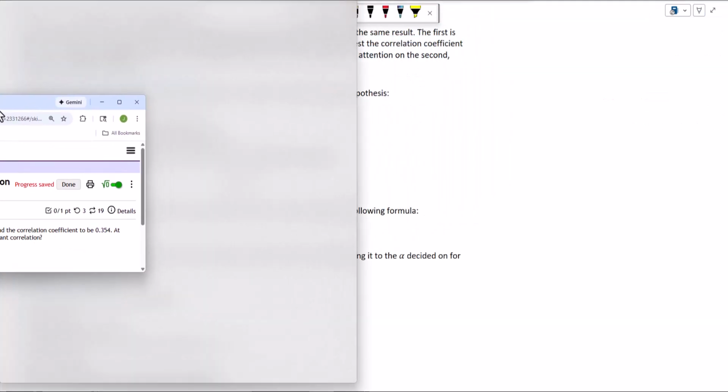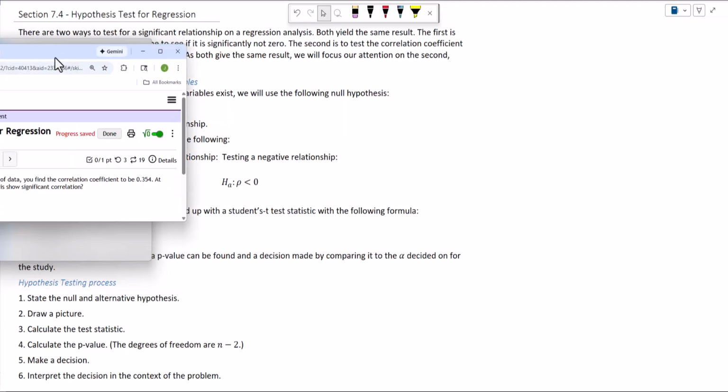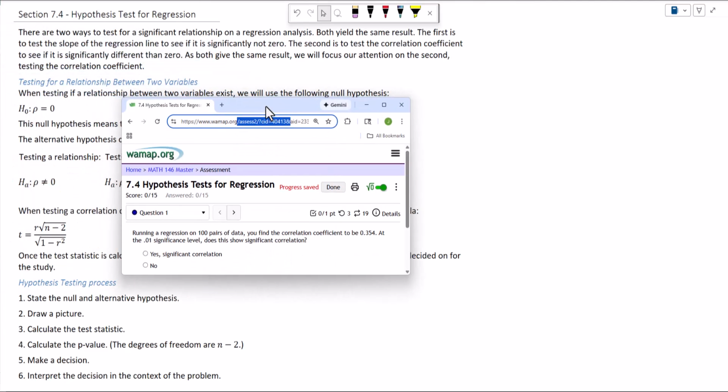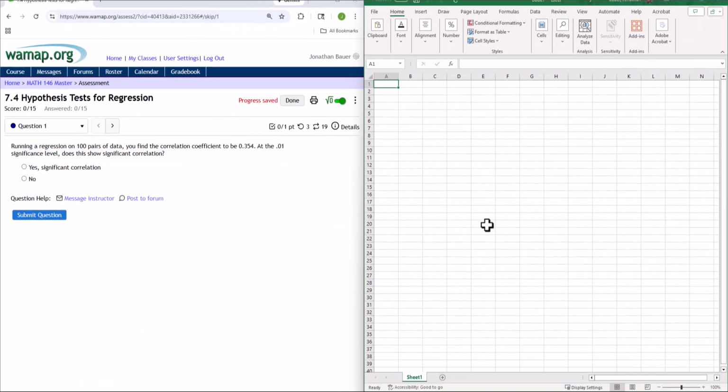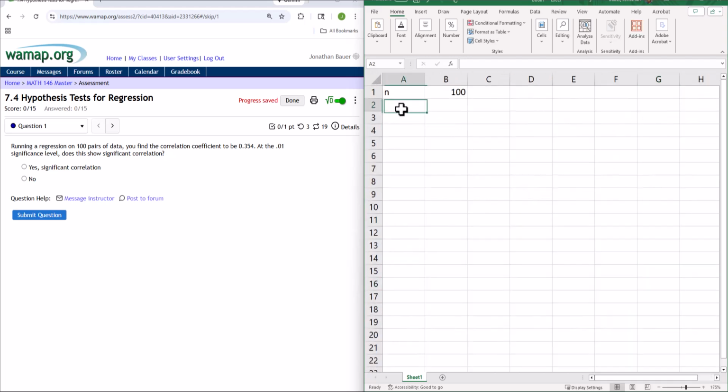I'll put this over here. Too far, I snapped it to another screen. Then I'll bring up Excel here and track what we have. The first thing, we have 100 pairs of data. That's going to be N.